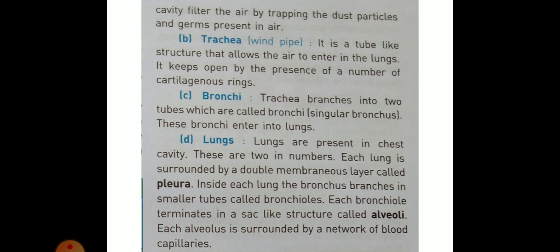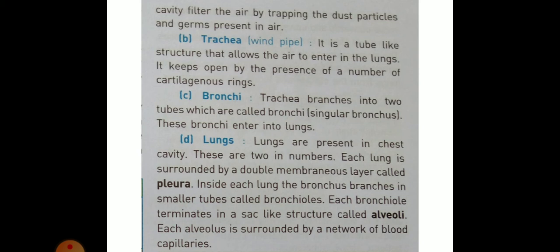Point B, trachea. Trachea is a bent pipe, a tube-like structure that allows the air to enter the lungs. It is kept open by the presence of a number of cartilaginous rings. Point C, bronchi. Trachea branches into two tubes which are called bronchi, singular bronchus. These bronchi enter into the lungs.